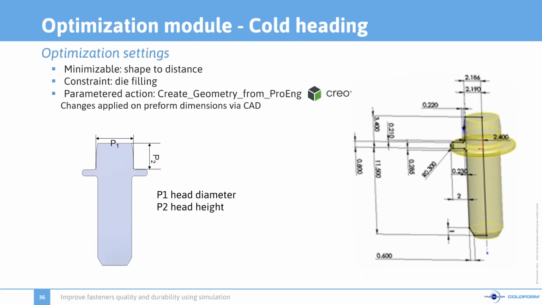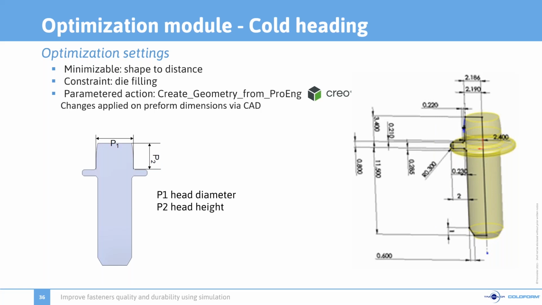In this optimization case, the parameters P1 and P2, where P1 is the head diameter and P2 is the head height, will be varied in a specific range so that the final screw gets the desired shape and the best filling. The constraint in this case is the die filling. It means the simulation has a good result if it respects the filling of the die cavity.